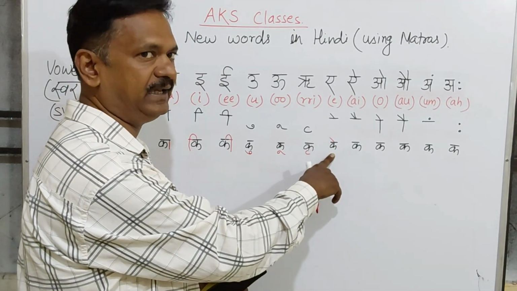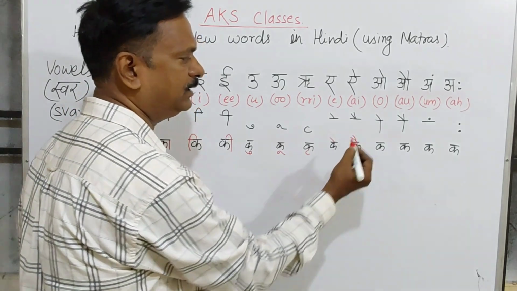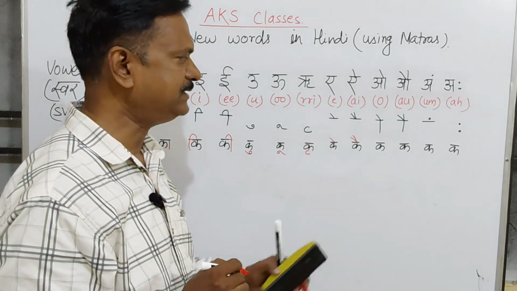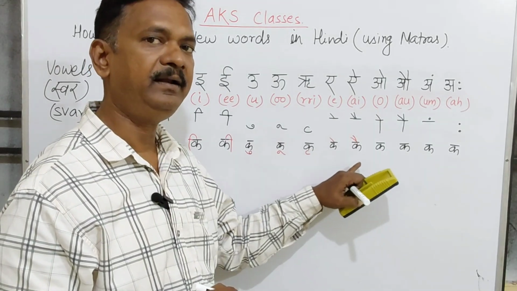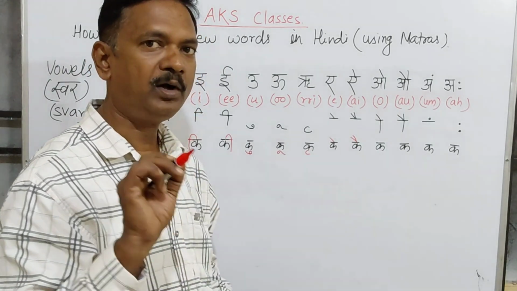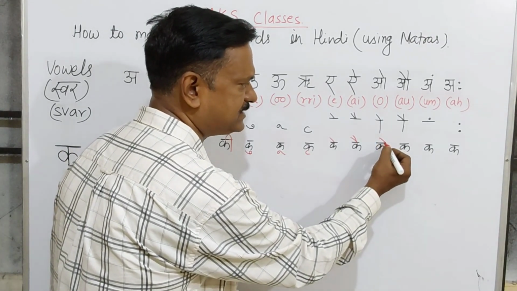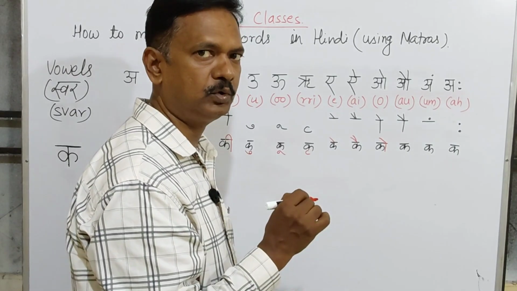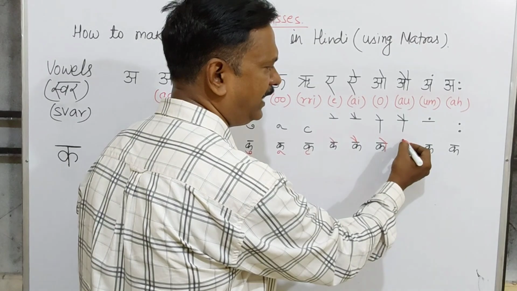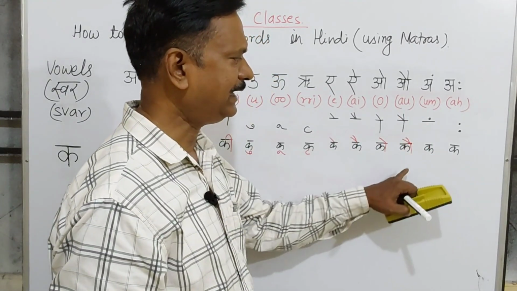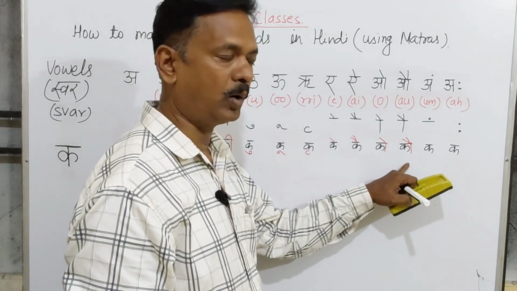Now, for the e sound, we add one slanting line above this consonant. It becomes ke. And for the ai sound, we add these two slanting lines. Now it becomes kai. This is ke and kai. Now, for the o sound, we add this matra like this. Now it becomes ko. And for the au sound, we add this matra like this. Now it becomes kau. This is ko and kau.